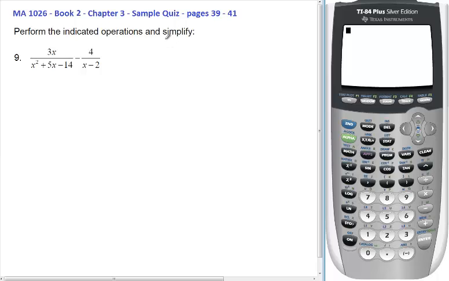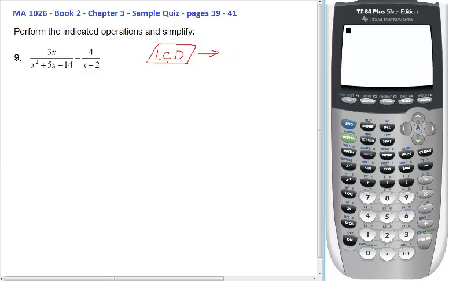Now, before you can do any type of subtraction or addition with rational expressions or fractions, if you want to call them fractions, you must have what we call a common denominator. And we try to find the least common denominator. That's the first thing you've got to do here. What is the least common denominator? In order to do that, you look at your denominators.